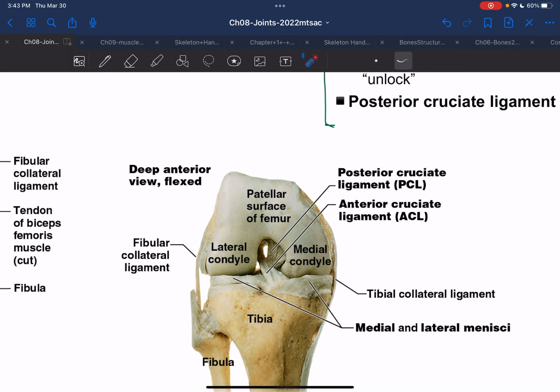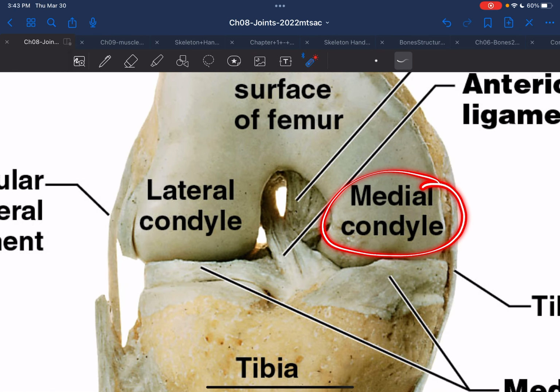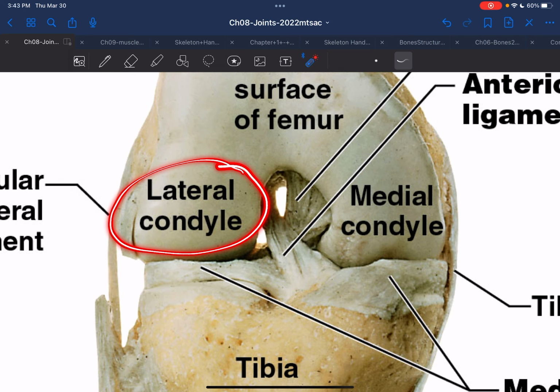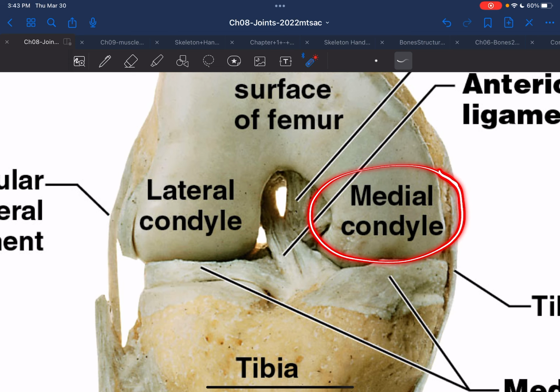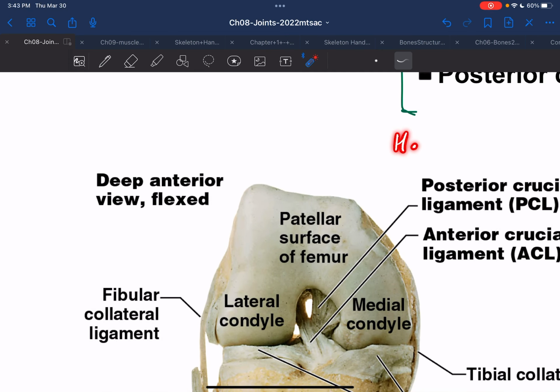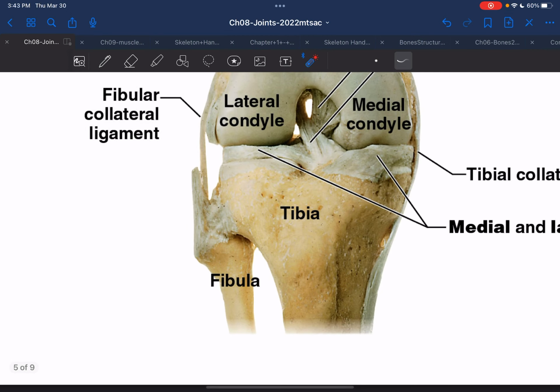But menisci for us are medial and lateral, based off of the name. We learned about our medial condyle this week. We learned about our lateral condyle. The medial condyle would be underneath the head of the femur, right? The head of the femur, medial, because that's where it sockets. And the lateral is going to be on top of the fibula. That's even easier, right? The tibia is always medial. The fibula is always lateral.